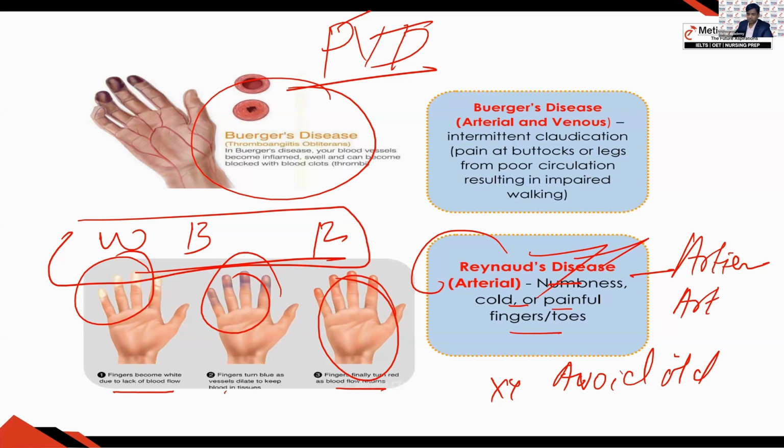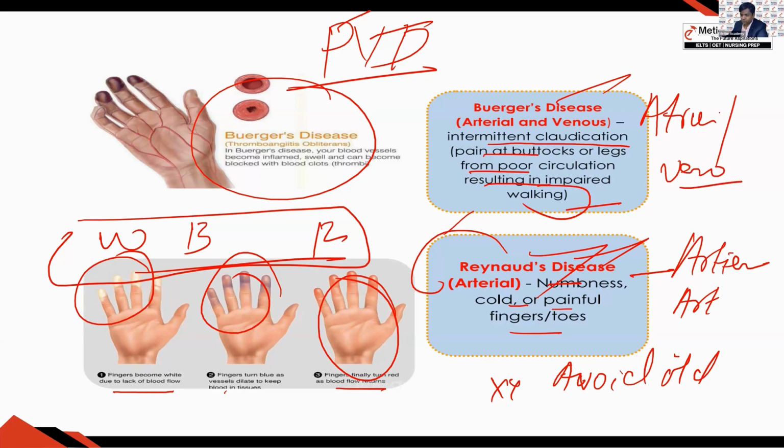What is intermittent claudication? Pain at the buttocks and legs from poor circulation, impaired walking. They always have severe pain, pain in the calf muscle. In the leg, buttocks and leg region, poor circulation results in impaired walking. So this is Buerger's disease. In Buerger's disease, arteries and veins both are affected.